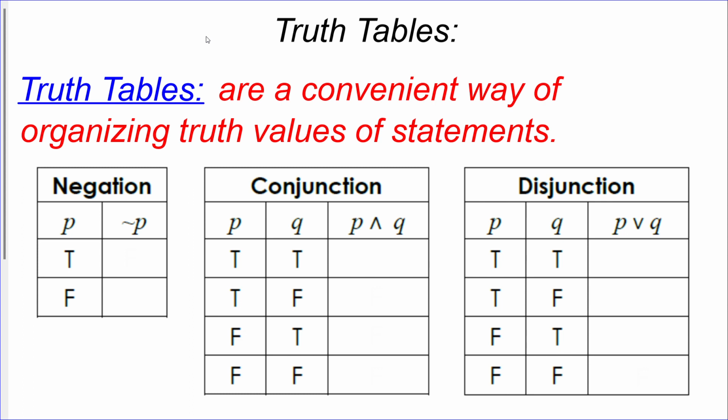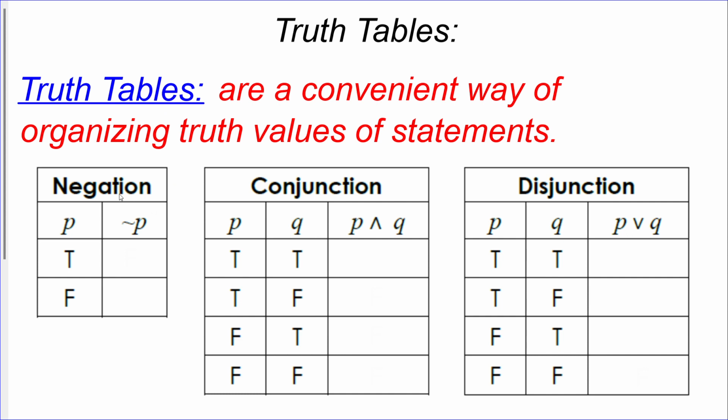Yesterday we talked about statements and compound statements and the negation of a statement, the conjunction of a statement, and the disjunction of a statement. So we're just going to put this in table form rather than just writing it out like we did yesterday.